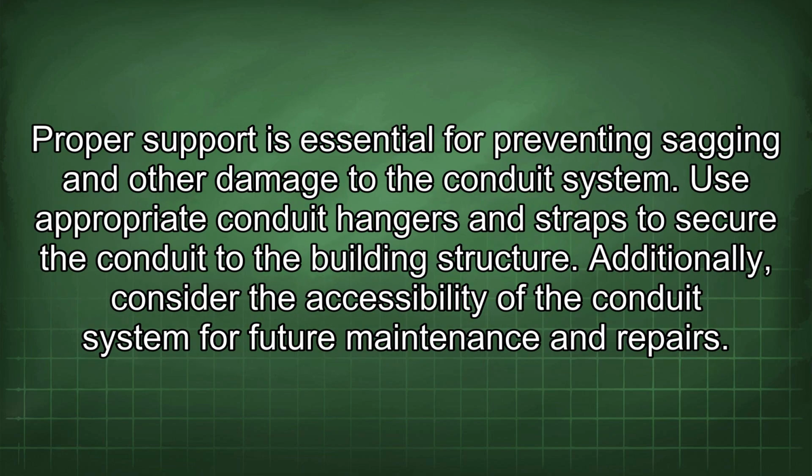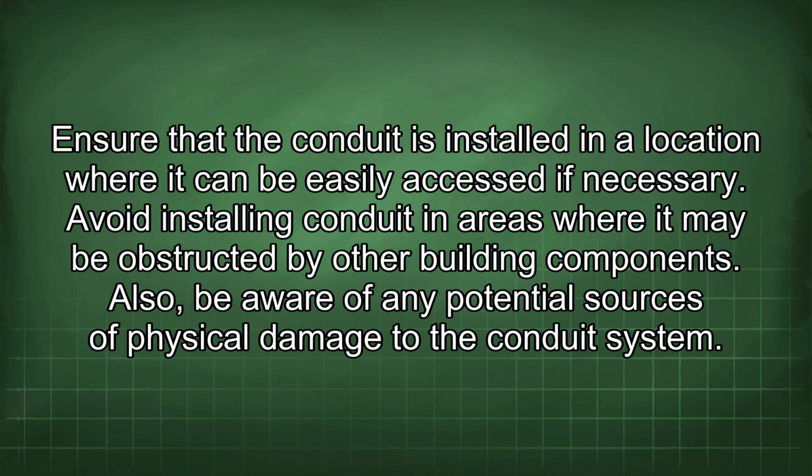Proper support is essential for preventing sagging and other damage to the conduit system. Use appropriate conduit hangers and straps to secure the conduit to the building structure. Additionally, consider the accessibility of the conduit system for future maintenance and repairs. Ensure that the conduit is installed in a location where it can be easily accessed if necessary.